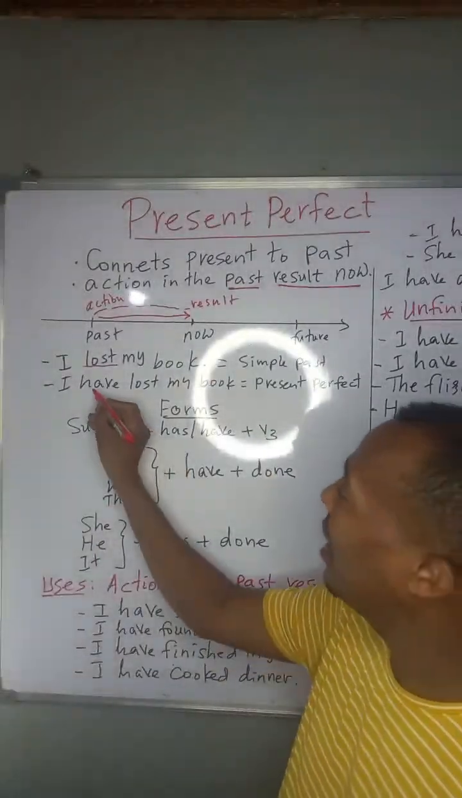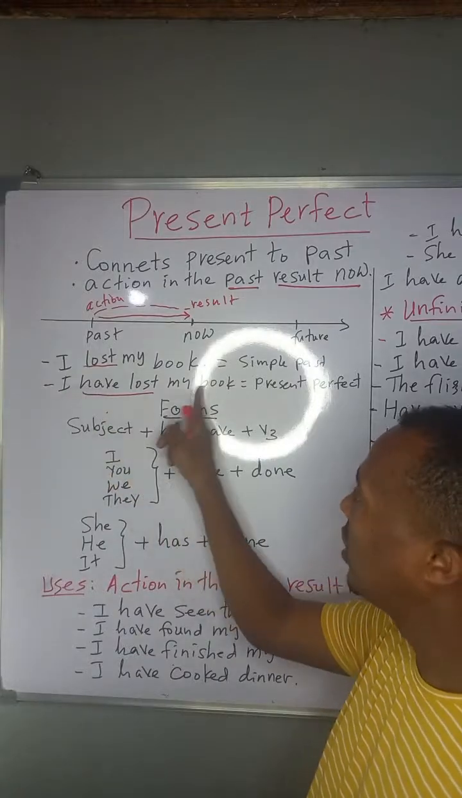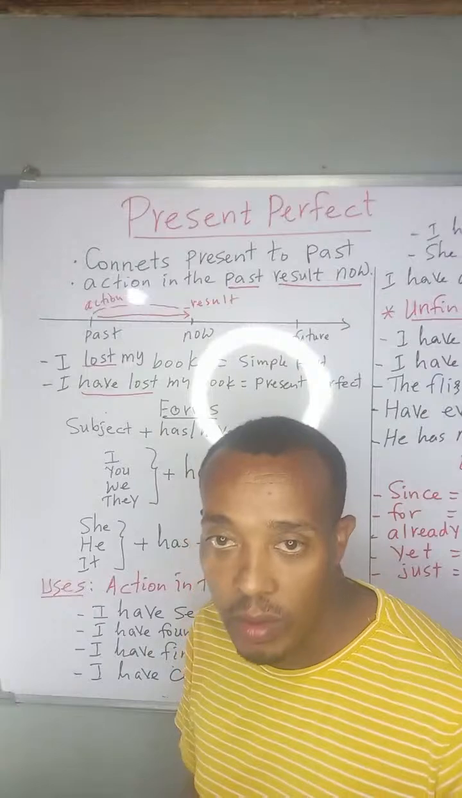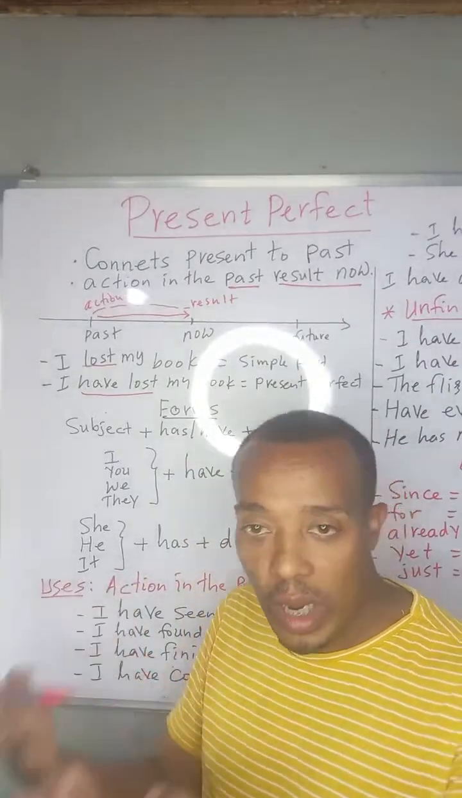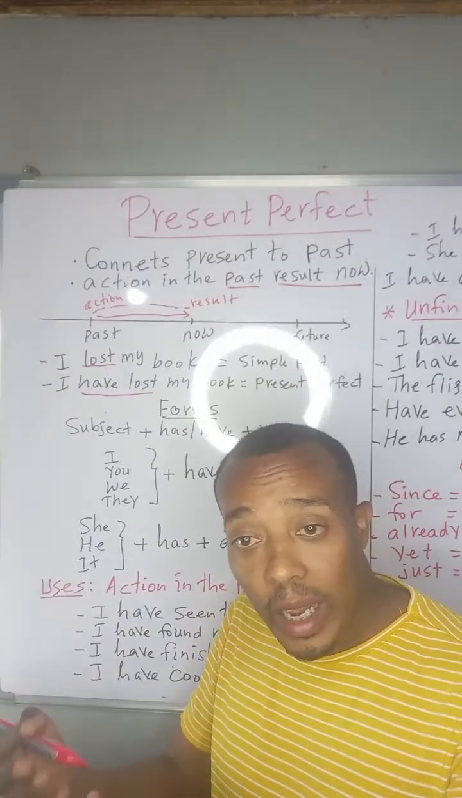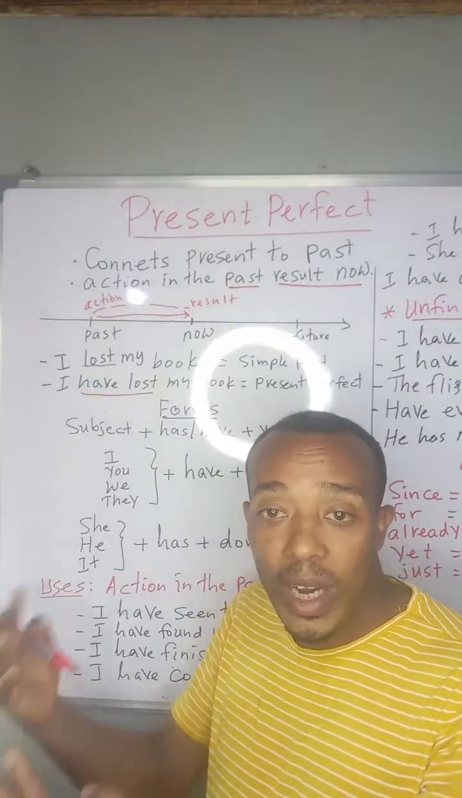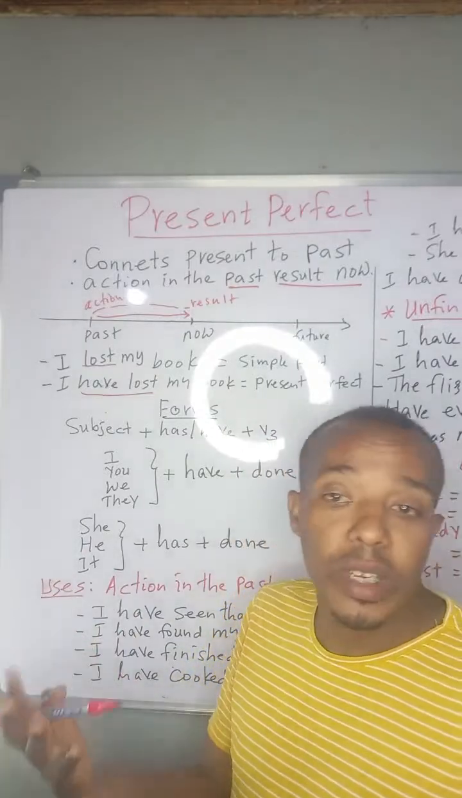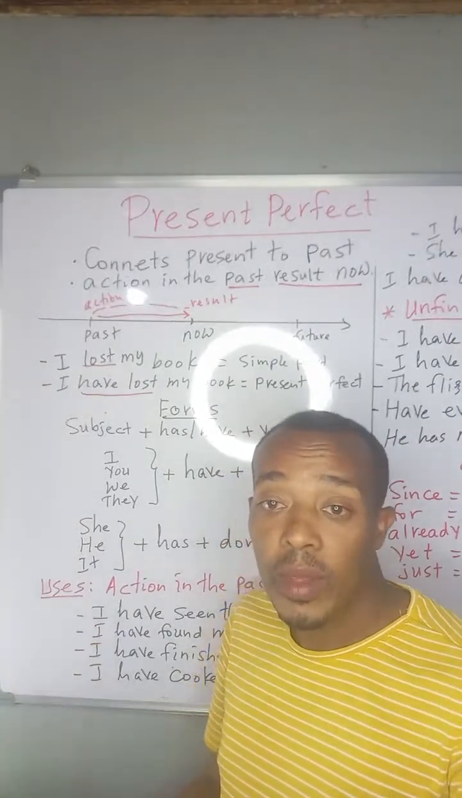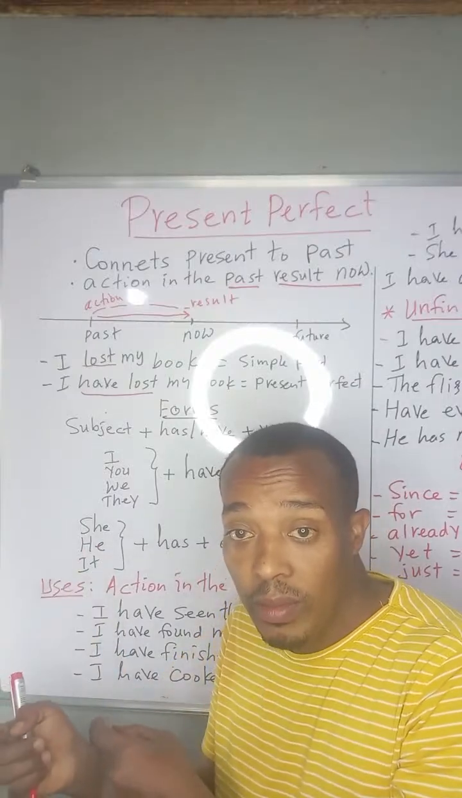But when I say "I have lost my book," it means the book is not with me now. I couldn't get my book, I couldn't read my book now. Still, I am looking for my book. So what's the result now? The book is not with me, I didn't find the book, and still I am looking for it. The result is seen now.